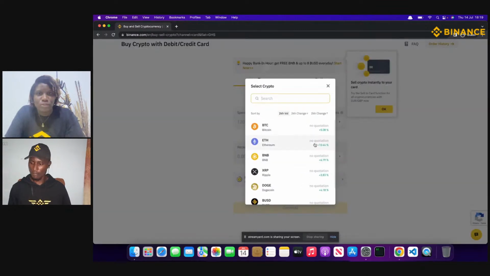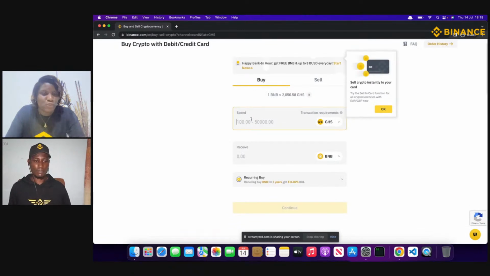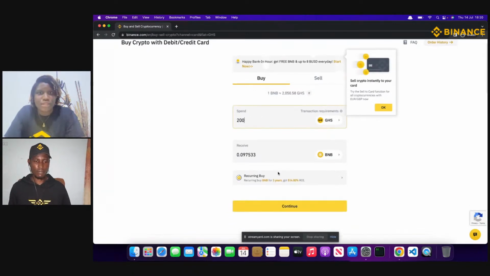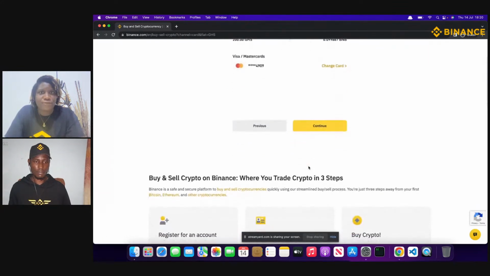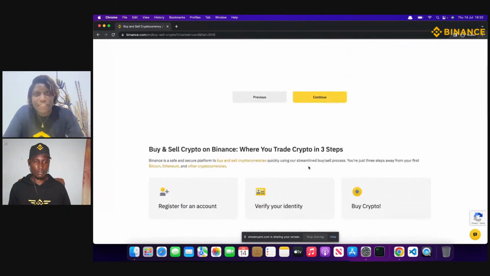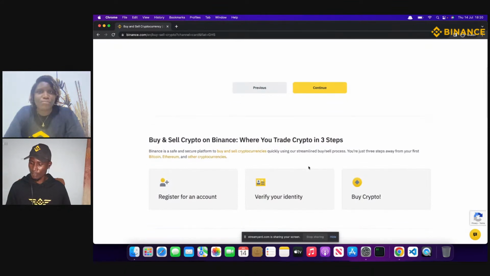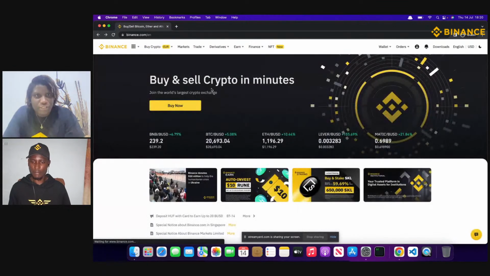So that is it. Let's just assume I want to buy BNB. I just put in BNB and I want to buy, say, 200 cedis worth. Then you can continue. When you continue, I have an account linked already. So you can change your card, you can add cards. Whatever debit or credit card you have, you can add it here, and then you continue the process and it goes through. So that is it if you want to buy with a card. It's a very, very simple process.